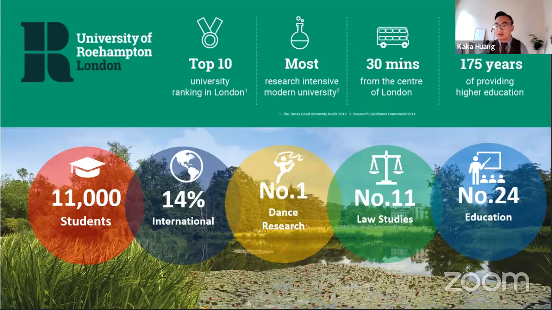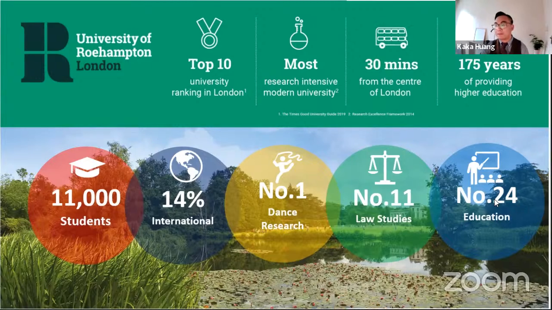And I've talked about how our dance research is ranked number 1 in the world. Our linguistic studies is ranked 24th, our legal studies is ranked 11th in the UK, and also our education. In fact, University of Roehampton was established as a teacher training higher education institute. Because of that heritage, our education department is ranked quite prestigiously in the UK as well. At the moment, it's 24th in terms of the subject ranking in the UK.